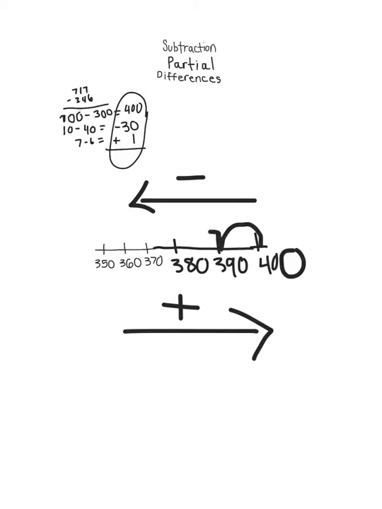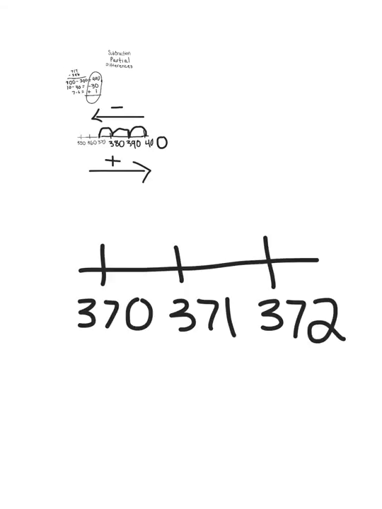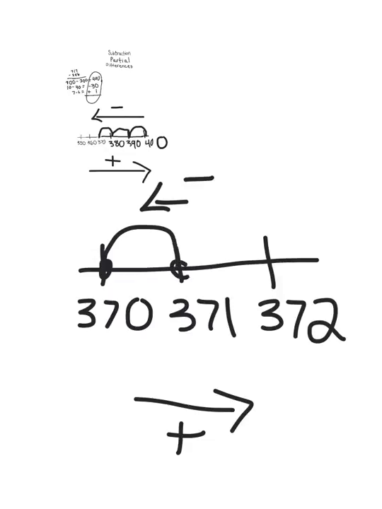Here we land on 370. Then we add positive 1. Remember that negative goes to the left and positive goes to the right. So if we start at 370 and we're adding a positive 1, we will land on 371 as our final answer.